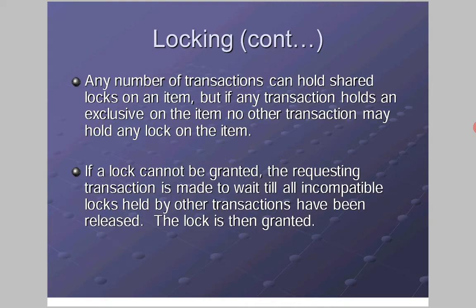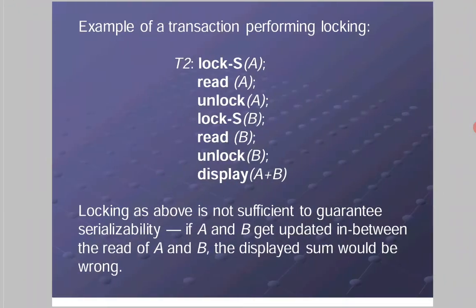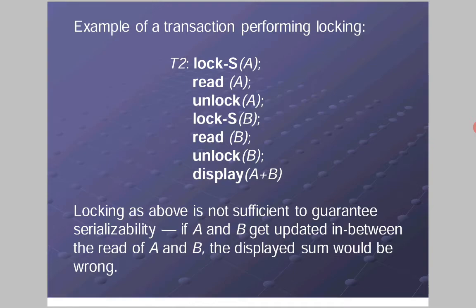If a lock cannot be granted, the requesting transaction is made to wait until all incompatible locks held by other transactions have been released. An example of a transaction performing locking: transaction 2, lock-S A, read A, unlock A, lock-S B, read B, unlock B, display. Locking as above is not sufficient to guarantee serializability if A and B get updated in between the reads and the display.